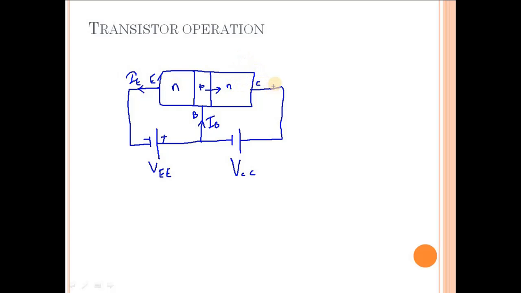The collector current direction, by the same reasoning, you can say IC is in this direction. So here also we can write Kirchhoff's current law, as we wrote in the case of the PNP BJT, that IE equals IC plus IB. This equation also stays correct in the case of the NPN BJT. So it works both for NPN as well as PNP BJT.